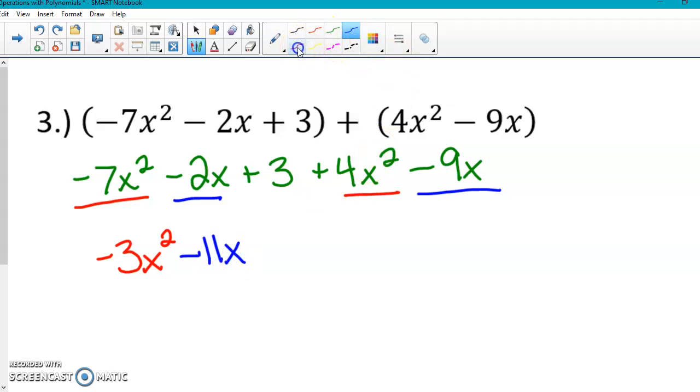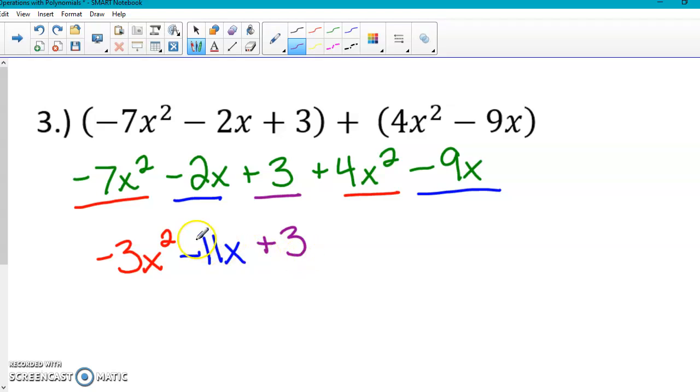And then lastly, I kind of have a loner here. I have a 3, but I have no other constants. Remember, a constant does not have a variable. So he's the only guy left, so you just tack him on to the end. He doesn't have anybody else to add to. All right, so we've got our final answer.